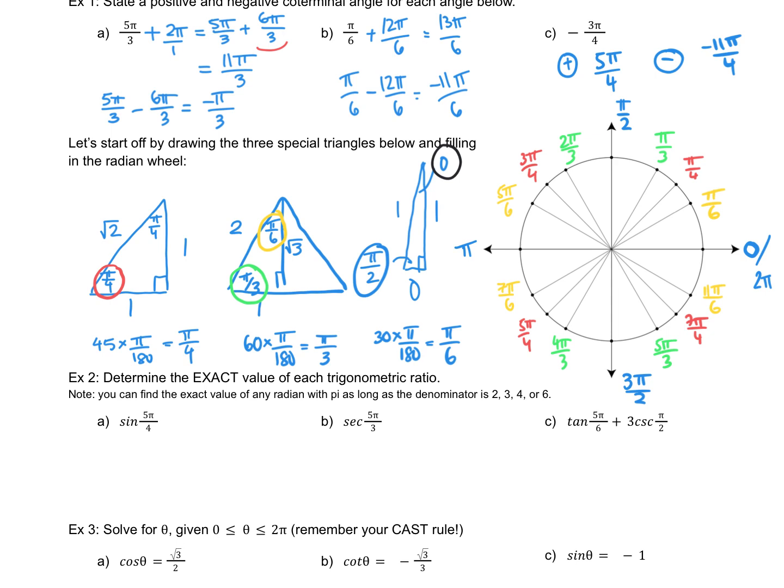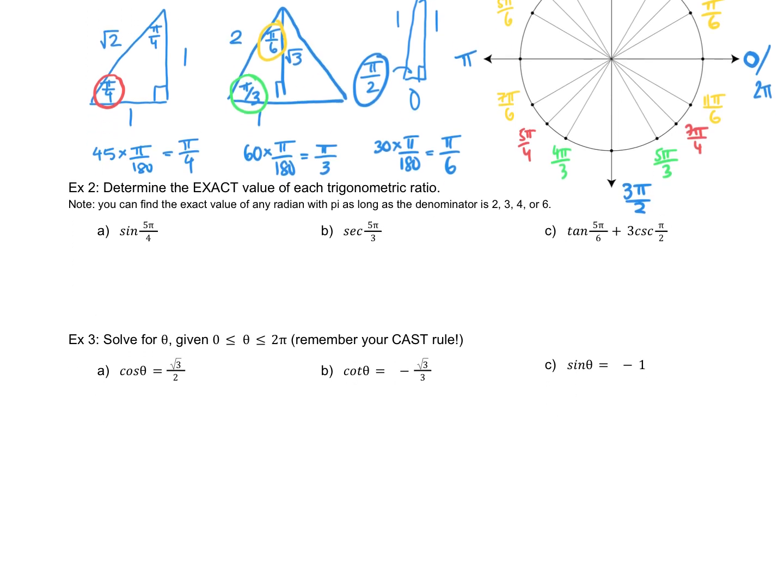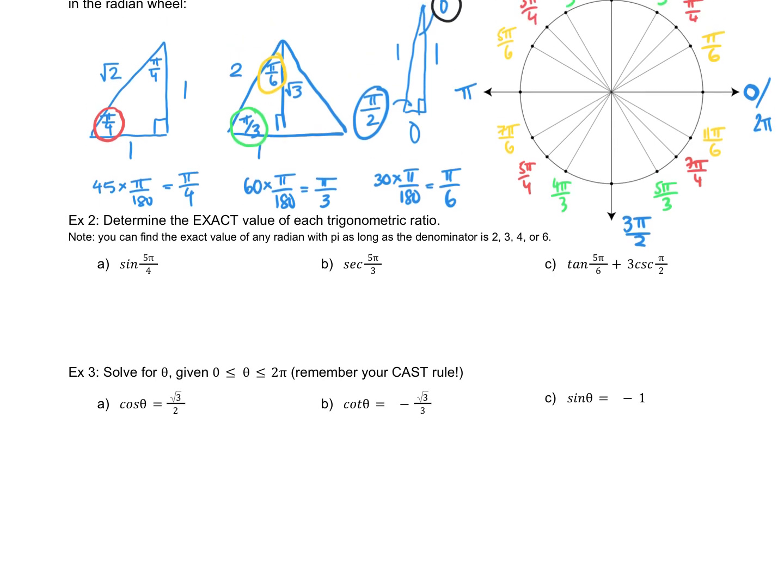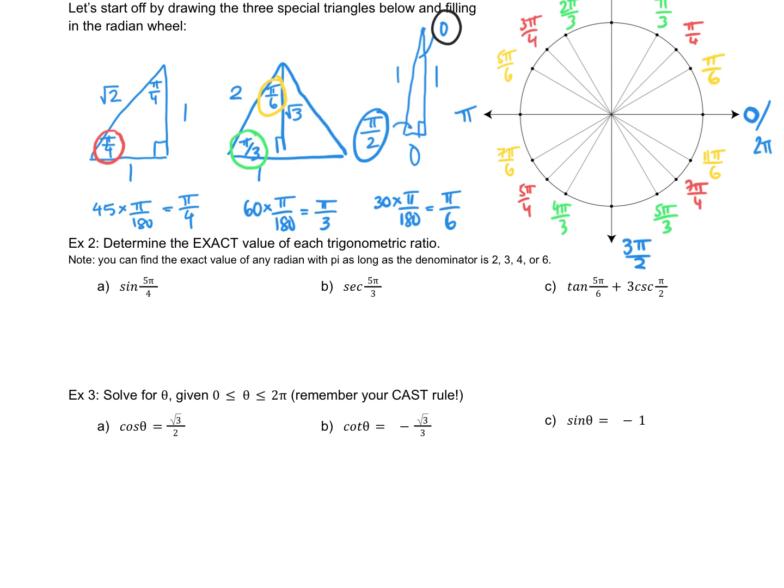So let's move on to a skill from last year, which is simplifying trig ratios using your special triangles. So we're going to find the exact value of sine 5 pi over 4. Lucky for me, I see that denominator of 4, and I know right away that my alpha is pi over 4. I'm looking at the isosceles triangle. I also know that sine from SOHCAHTOA is opposite over hypotenuse.